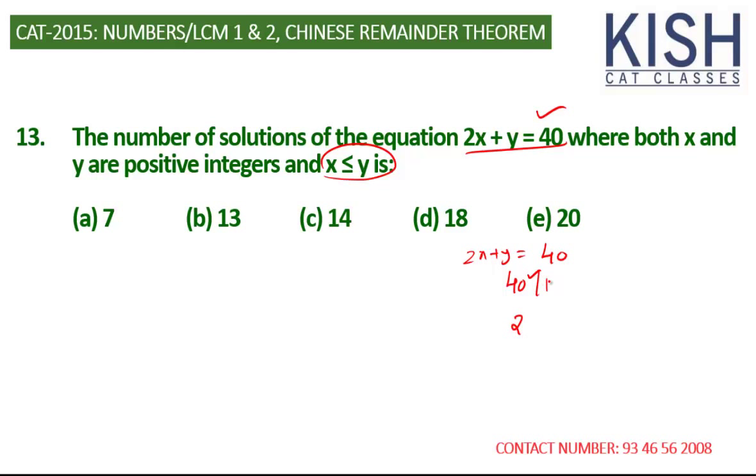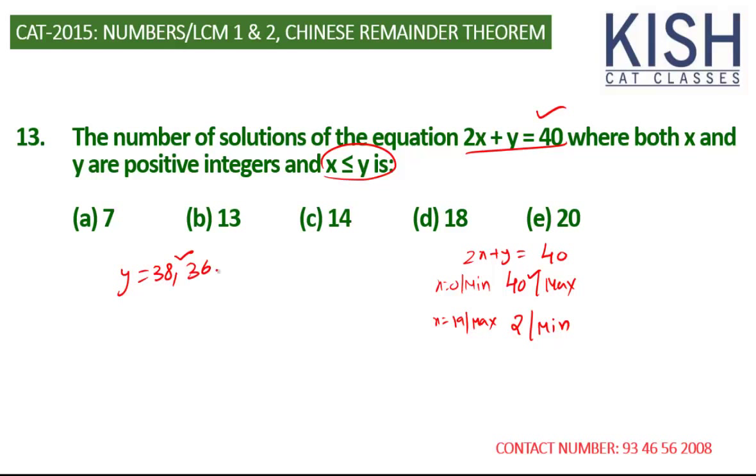Now 40 is the maximum and 2 is the minimum. When y is maximum, x is going to be 0, so that is the minimum value. When y is 2, x is going to be 19, that is the maximum. Now we need to find the number of solutions. If y equal to 40, then x equal to 0, that is not possible because both x and y are positive. So y is going to be 38, then that is possible.